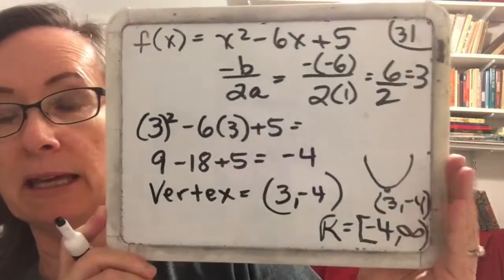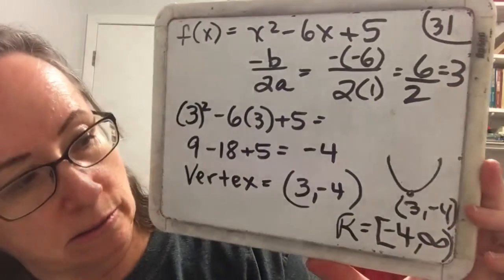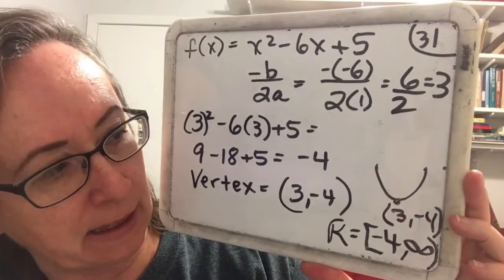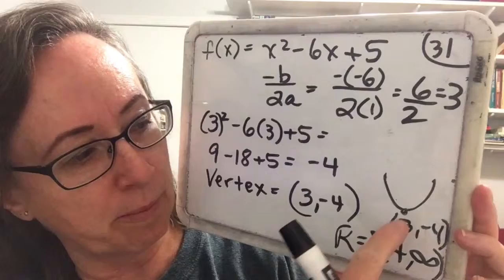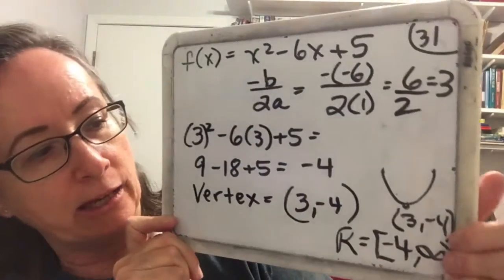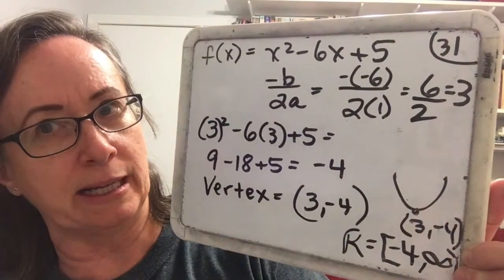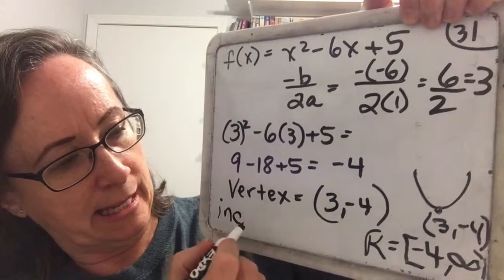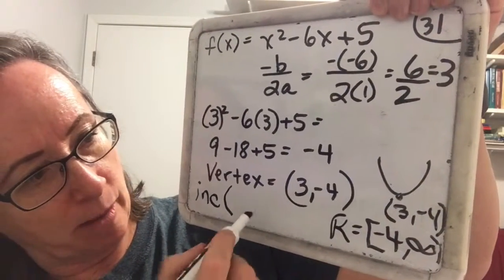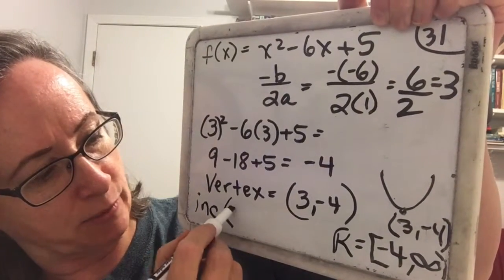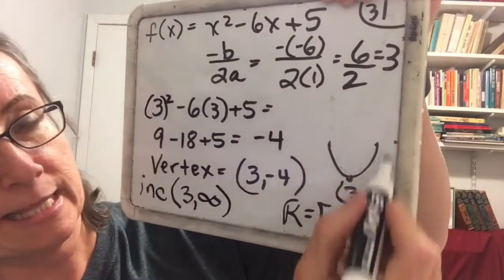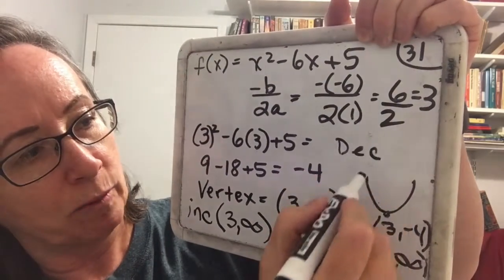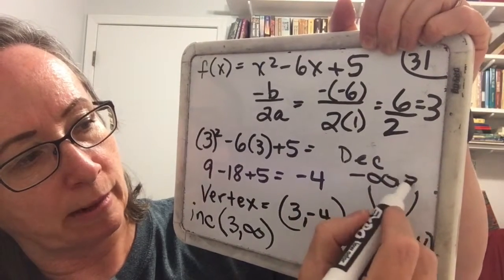Now, if I were going to talk about the intervals where the function is increasing and decreasing, I could say that it is increasing from 3 to positive infinity. Usually when I'm doing these, I do not include the 3 because at 3 it's neither increasing nor decreasing. So increasing is from 3 to positive infinity, because that's this side where it's increasing, and then decreasing would be from negative infinity to 3.